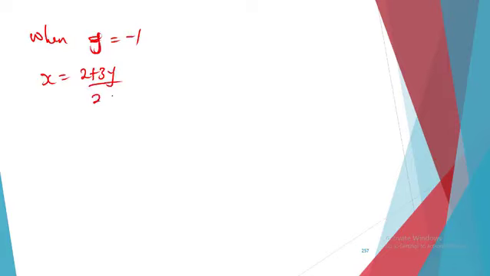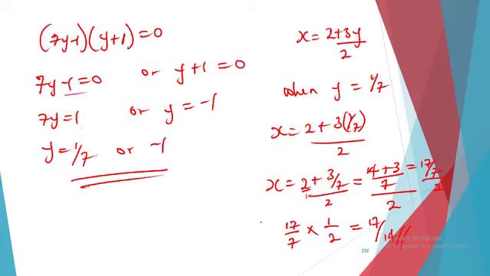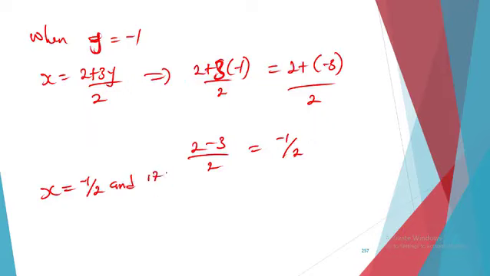Then when y is equal to minus 1, we'll have x equal to 2 plus 3y all over 2. So we'll have 2 plus 3 into minus 1 all over 2, and that will give us 2 plus minus 3, all over 2. We have 2 minus 3 all over 2, which is minus 1 over 2. So the two values of x are minus 1 over 2 and 17 over 14.